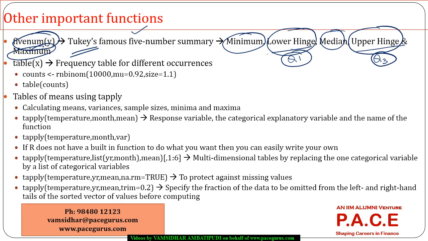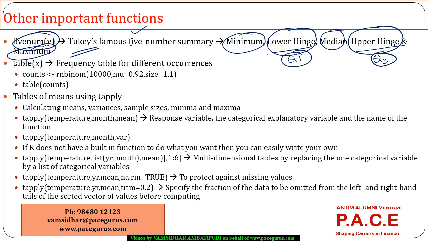So this is a 5-number summary which is generally given, which tells us where the 25%, the 50% kind of observations are lying. Then, now, the most important part is the table.